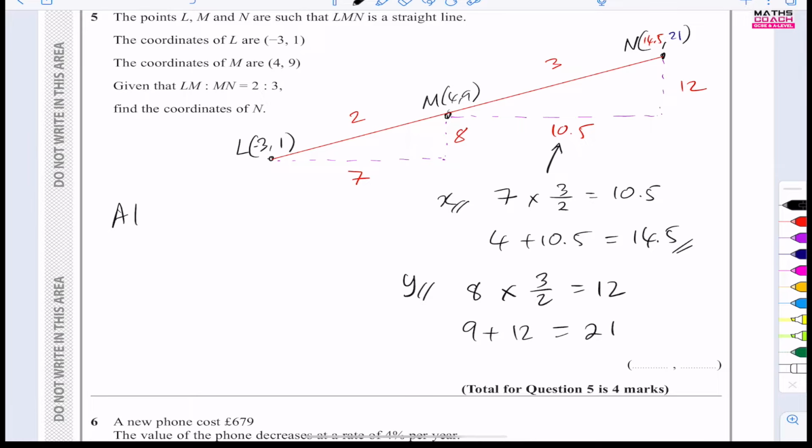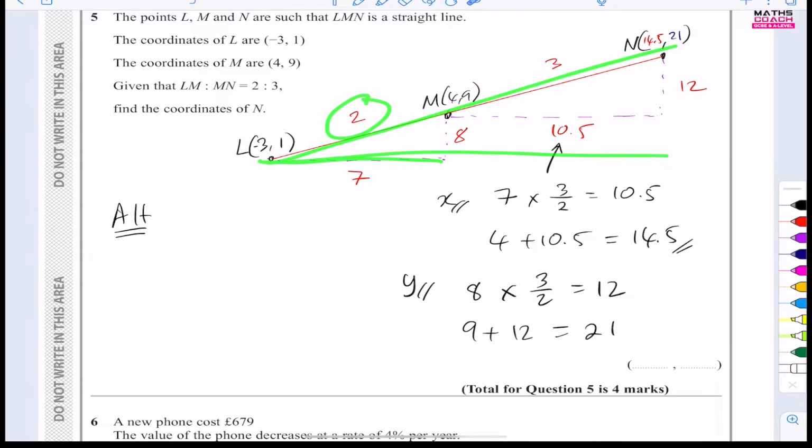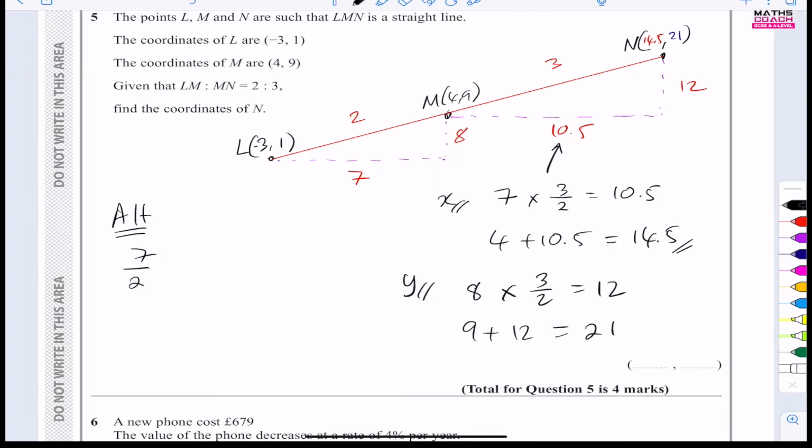The alternative method, and I'll do that right here, is we know that this is 7 and it's worth 2 parts, right? And we want to know all of that, which we know is 5 parts because 2 and the 3 here. So it's going to be 7 divided by 2 and then times 5. And that gives us straight away an answer of 17.5. So from here to here is 17.5. So you do -3 plus 17.5, and that gives you 14.5 for the x.